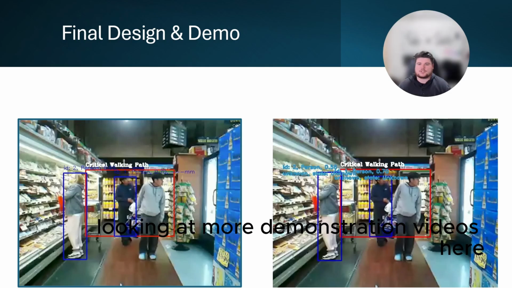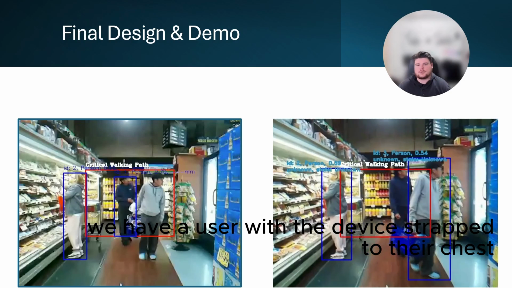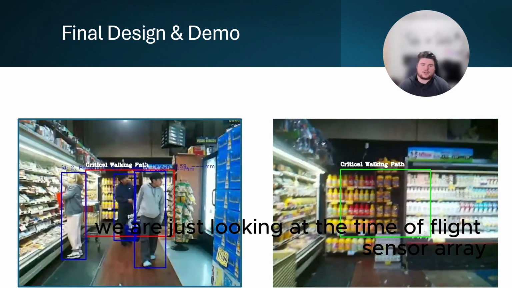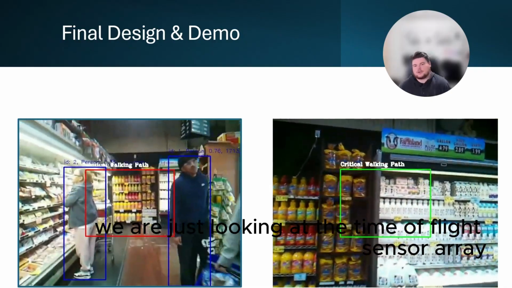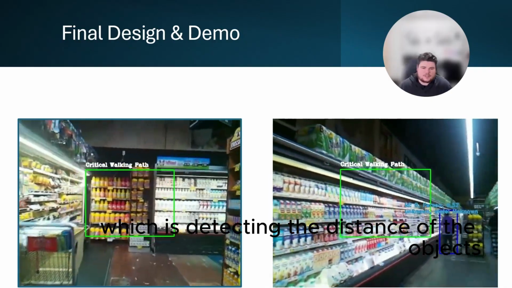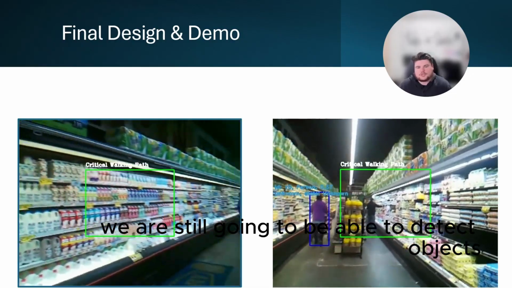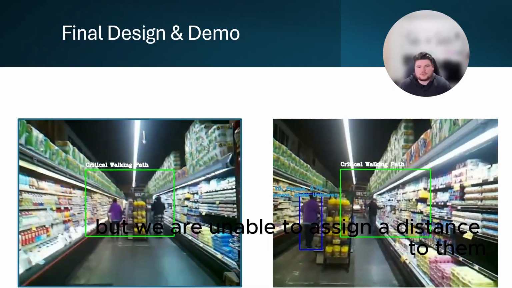Looking at more demonstration videos, here we have a user with the device strapped to their chest in a supermarket. On the left, we are just looking at the time of flight sensor array, which is detecting the distance of the objects close to it. When we turn the corner, we are still going to be able to detect objects, but we are unable to assign a distance to them. This is because we limited the range to just 3 meters.